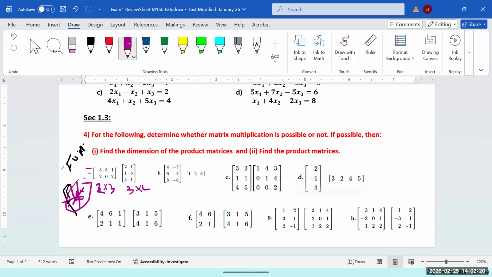So first we do row, and then we do column. So 2 row, 3 column, and then 3 row, 2 column. Matrix multiplication is possible because column and row are the same. So you're going to write product is 2 by 2. Whatever you're left with, the row and column, that's the product.